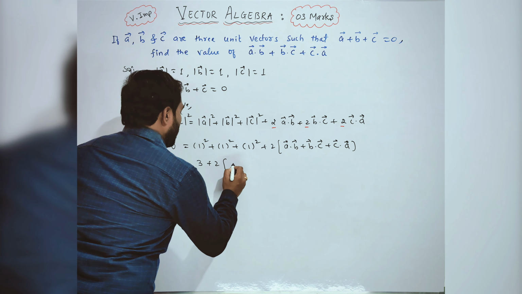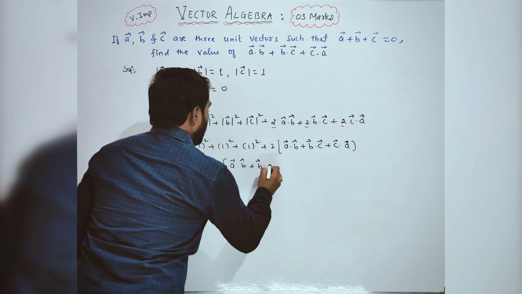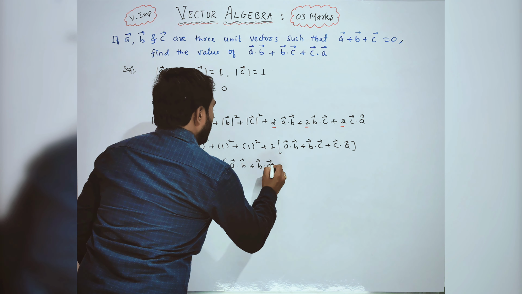Plus 2 into, I'll write these terms as it is, AB plus BC plus CA. Right? Is it clear now? Right. Now let us bring this 3 into LHS. Plus 3 becomes minus 3 here. Again 2 AB plus BC plus CA as it is in the RHS. There is nothing change in the RHS. We'll keep it as it is.